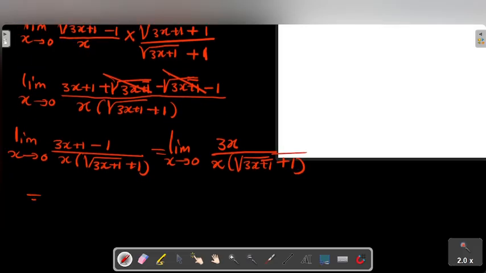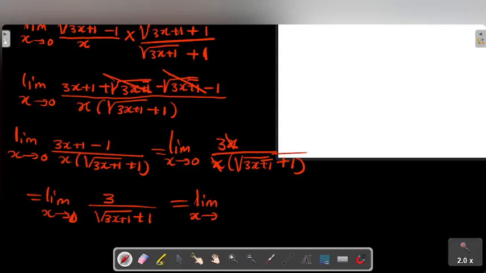So now this one would be equal to the limit as x approaches 0. Then now we can cancel this x and the x that you have down, so that on top we just have 3 over root of 3x plus 1, plus 1. So this now will give us the limit as x approaches 0 there.